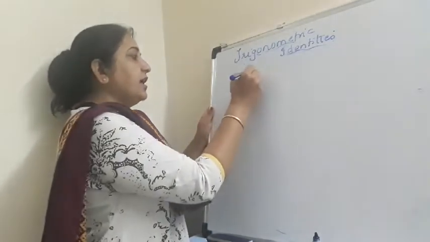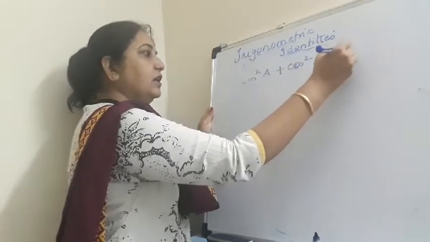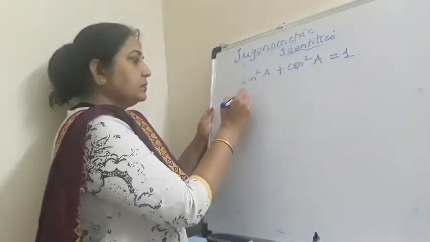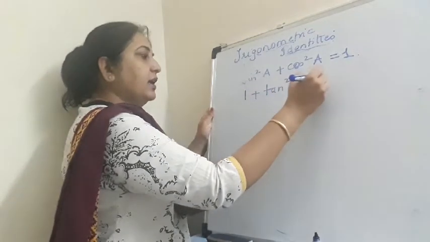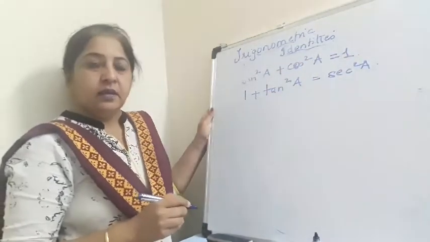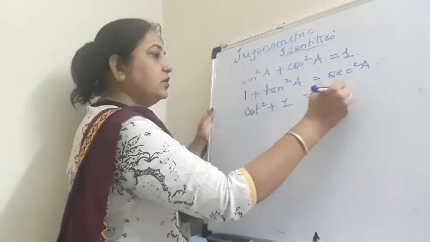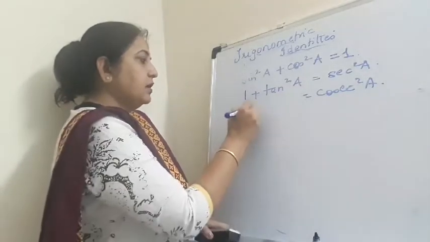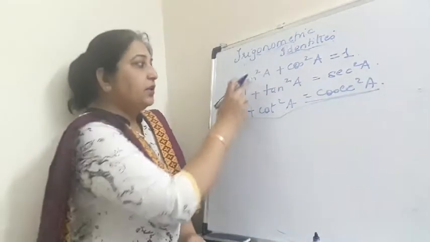One is sine square A plus cos square A is equal to 1. This is one identity. Then we have 1 plus tan square A is equal to sec square A. This is another identity. And cot square A plus 1 is equal to cosec square A, which we can also write as 1 plus cot square A is equal to cosec square A. So these are the three identities.